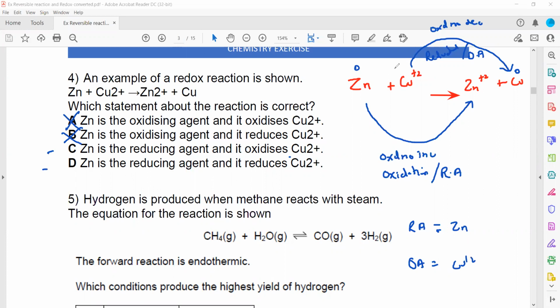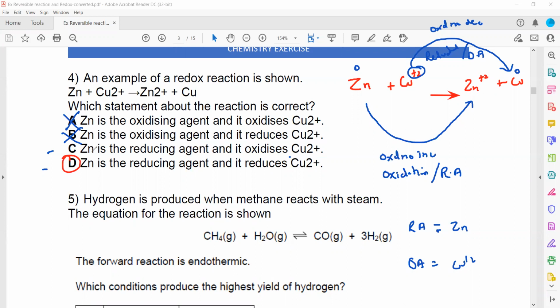Then what happened to copper? Copper is +2. It becomes 0. If copper +2 becomes 0, it means copper is reduced. So that's why D is the right answer. Copper is not oxidized, the copper 2 ion is reduced. It is acting like an oxidizing agent, but the copper 2 ion is reduced.